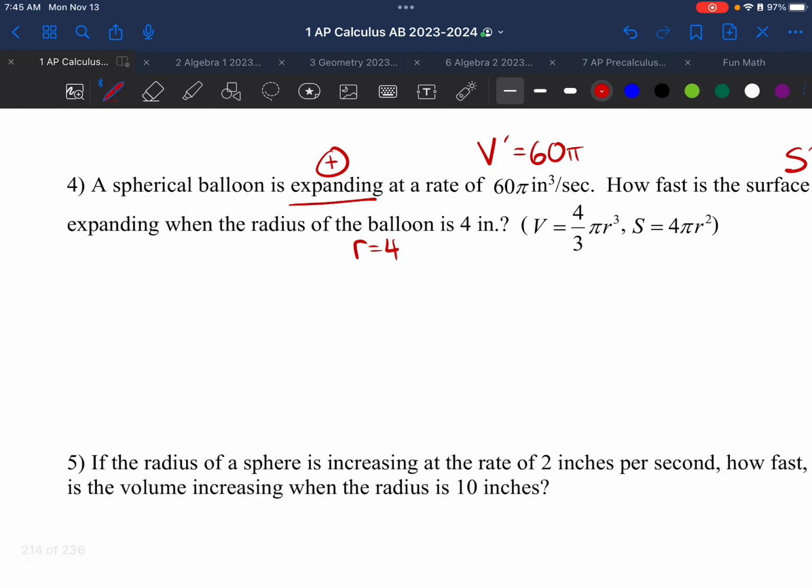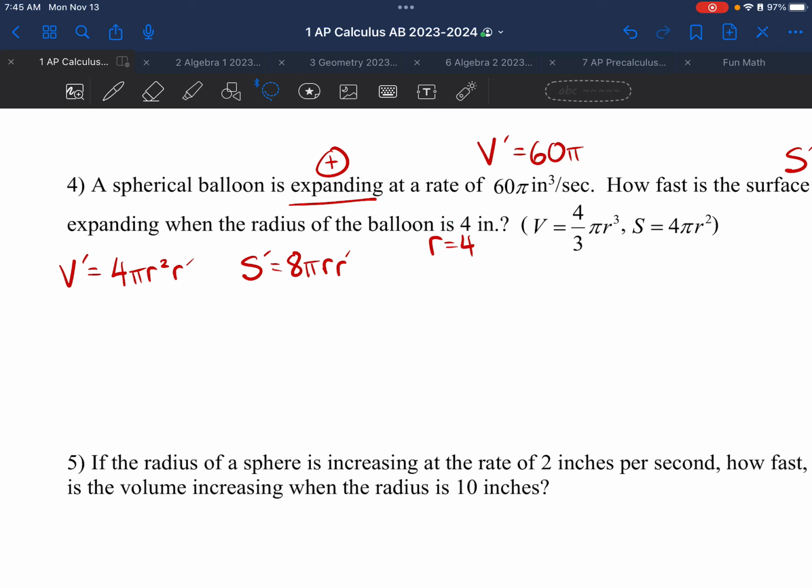So we have V prime is going to be equal to 4 pi r squared r prime, and surface area prime is going to be equal to an 8 pi r r prime. And let's go ahead and move our radius is equal to 4 out of the way. Okay, and then from here we're going to plug in what we know. Okay, so V prime is 60 pi. Keep rewriting everything else down. This is going to be equal to 4 pi r squared r prime.